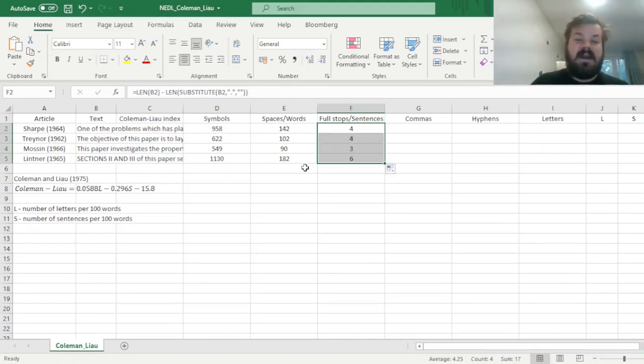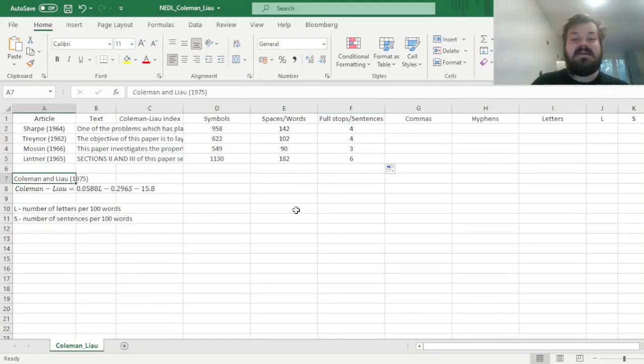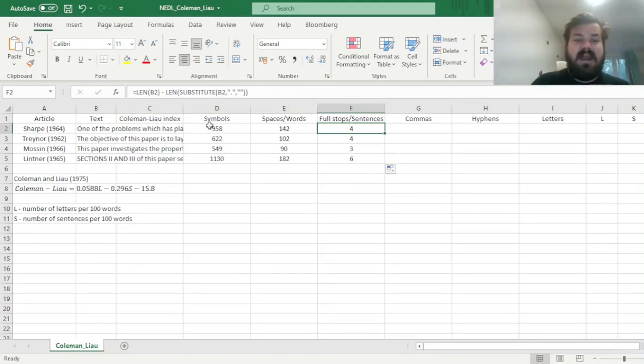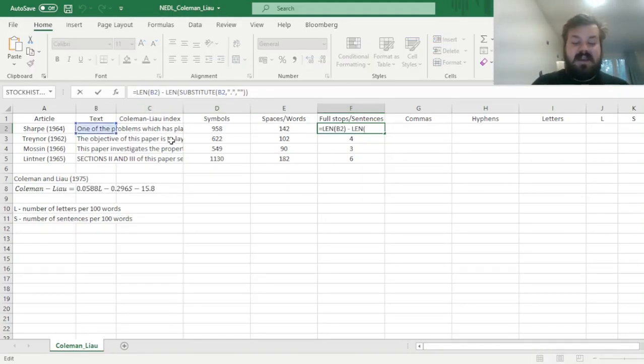Obviously, if you are considering calculating the Coleman-Liau index for non-academic pieces, for non-academic texts, you could use something along the lines of subtracting the length of substitute with exclamation marks and question marks as well. And to do that, we can simply do this process twice again, and here input the exclamation mark, and here input a question mark.